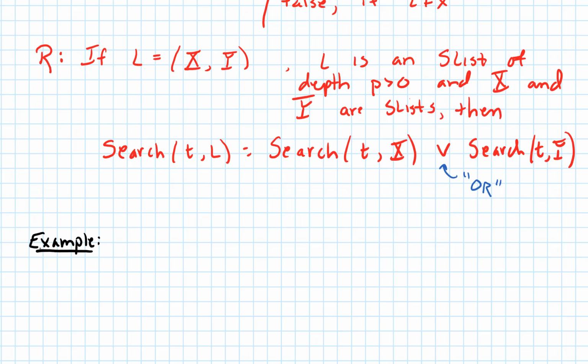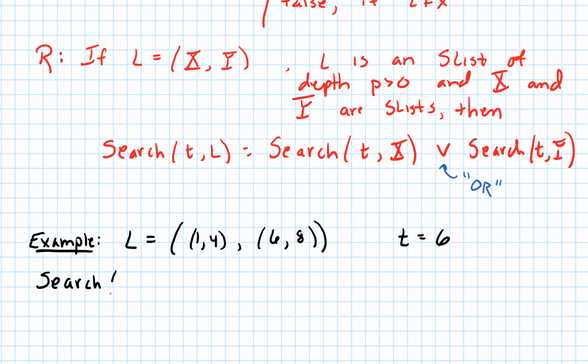Let's let our S list be given by the following: 1, 4, 6, 8. Our target is going to be 6. So let's begin. We want to compute the search of our target, and I'm going to put square brackets to help with the notation here. Our target is 6, and the list that we're searching on is capital L.